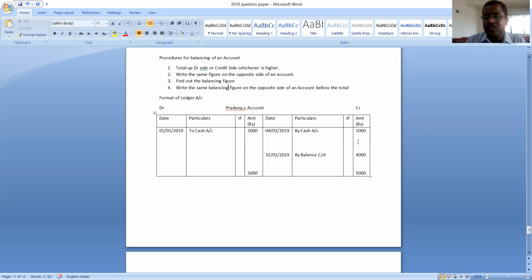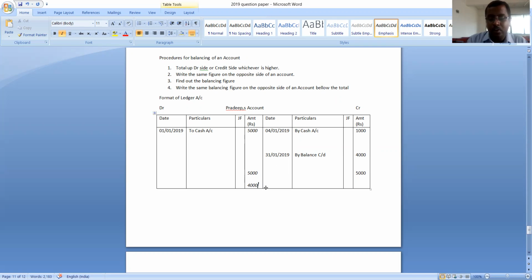So what is your balancing figure here? 4,000 rupees is the balancing figure. So this same 4,000 rupee balancing figure should be written on the opposite side of an account below the total. The same balancing figure should be written on the opposite side of an account below the total.